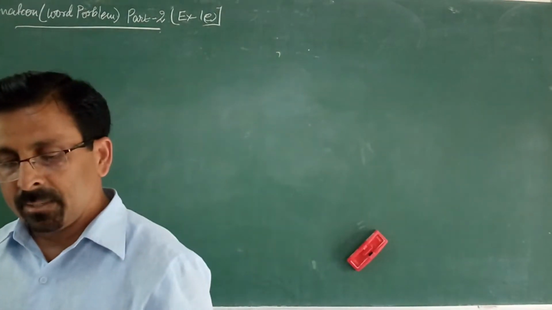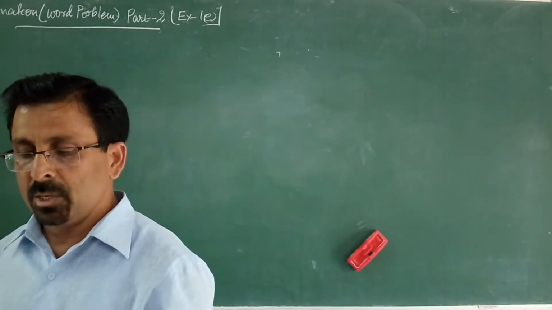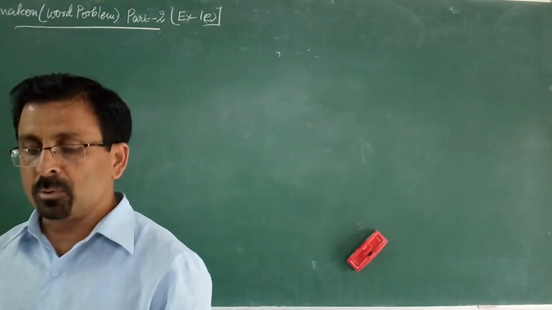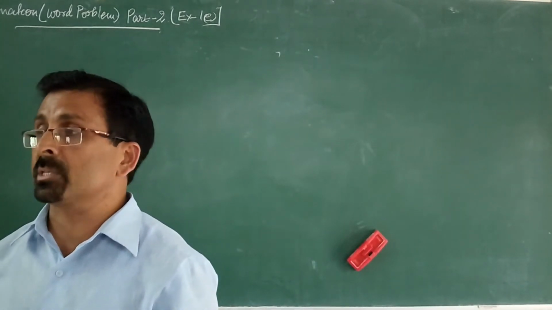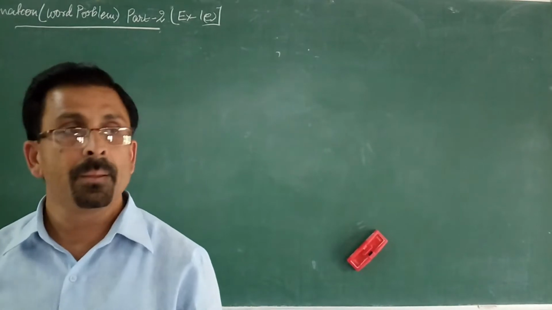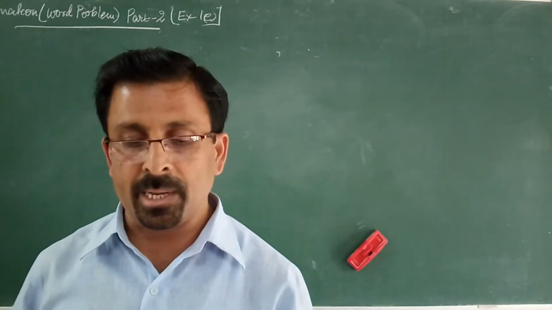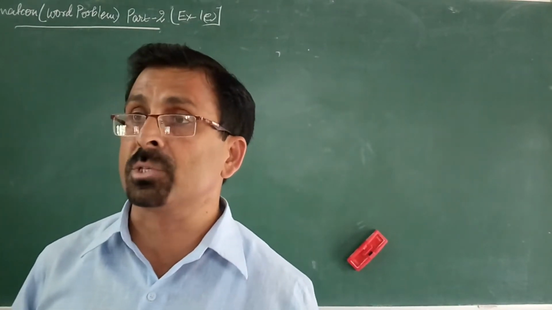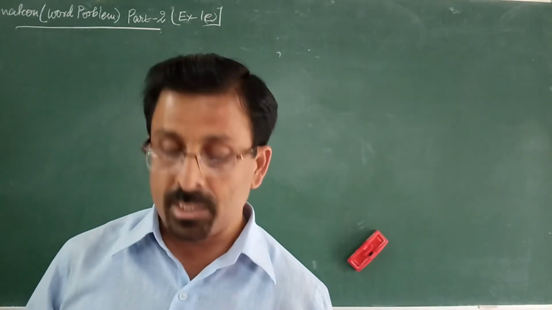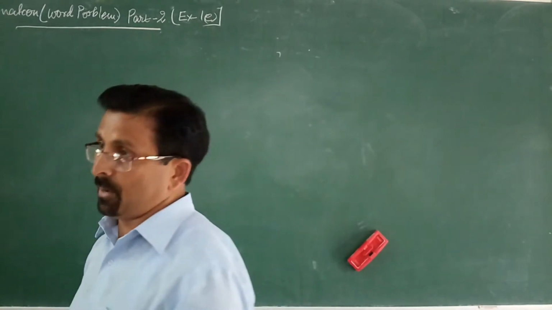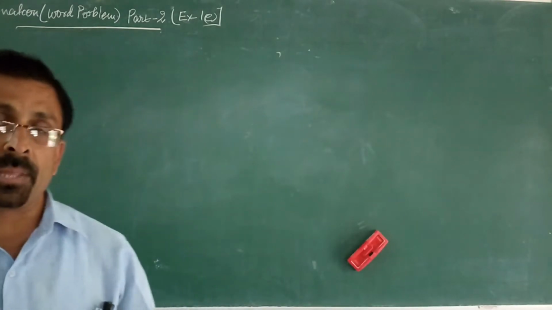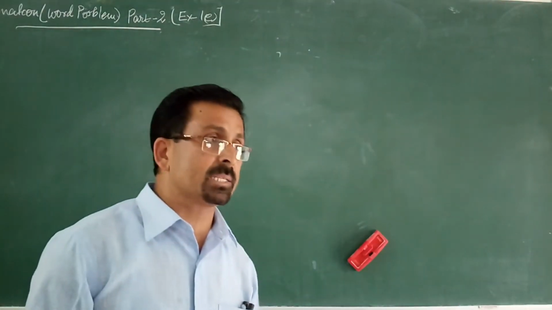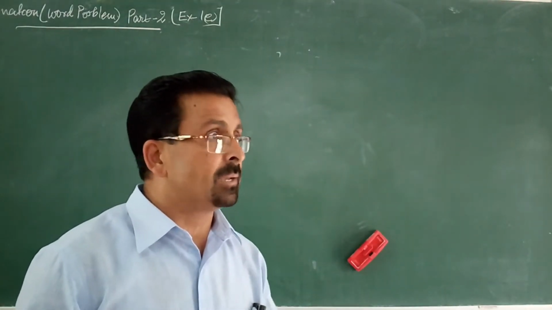This question says, in how many ways can a student choose 5 courses out of 9 courses if 2 courses are compulsory? Total there are 9 courses and you have to select 5. But the condition is, out of those 9 subjects, 2 subjects are compulsory.